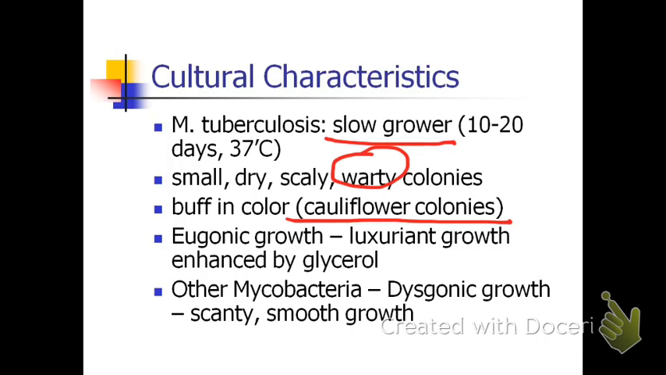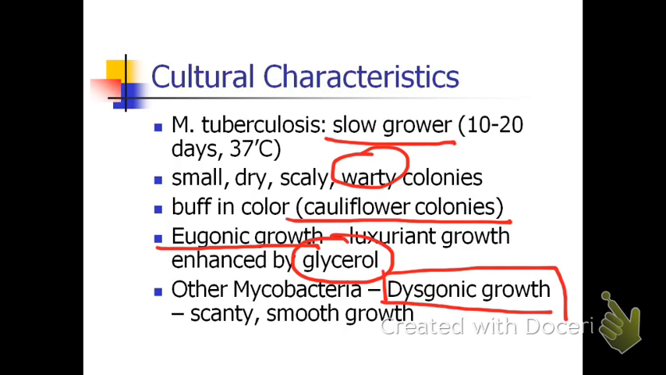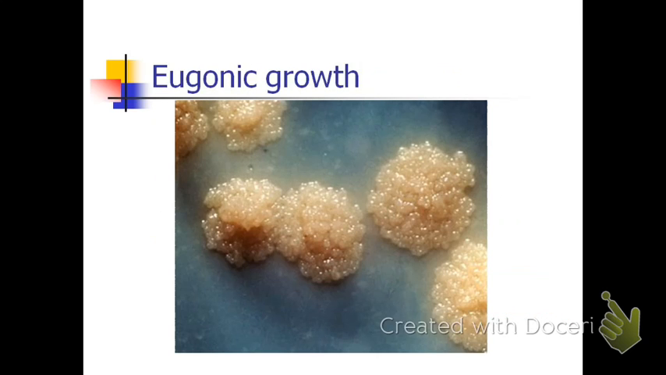One is eugonic, the other one is dysgonic. Eugonic means that there is a luxuriant growth of Mycobacterium colonies, and this luxuriant growth is actually being enhanced by the presence of glycerol. Other Mycobacterium would have the so-called dysgonic growth, scanty, smooth growth, unlike the rough and warty colonies seen in the eugonic growth. So this is an example of colonies characterized by a eugonic growth. So as you can see, it's rough, scaly, and would have cauliflower-like colonies.